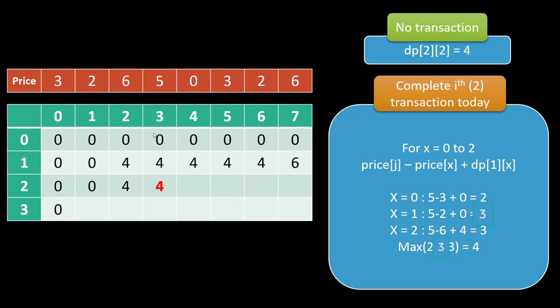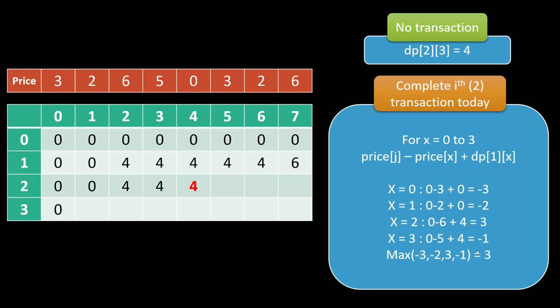For this day 3, we'll consider the previous 3 days of transactions. So you can either sell at 5 and buy at 3, sell at 5 and buy at 2, sell at 5 and buy at 6. So that gives you these values, and for all those values you are going to consider a value of i minus 1 transaction, which is a transaction value from this particular row for the day you are going to buy. So for x equal to 0, you are going to consider this 0. For 1, you are going to consider this 0. For 2, you are going to consider this 4. And all this gives you a maximum profit of 4.